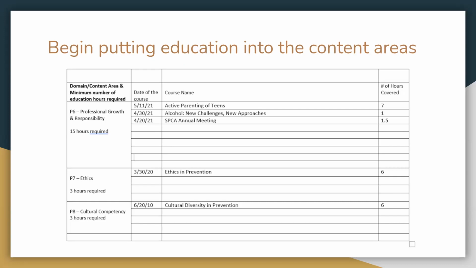So on this one, you'll see that P7, which only has 3 hours required, this is for an OCPSA, we've got the ethics and prevention 6 hours, so that content area is full. You can put more in it, but it's got the minimum that it needs. Also for the cultural competency area, you only need 3 hours. You've got 6 there, so it's good to go. If you look up at P6 for the OCPSA, you need 15 hours there. So we've only got 9.5. So we'll need to put some more hours in there.